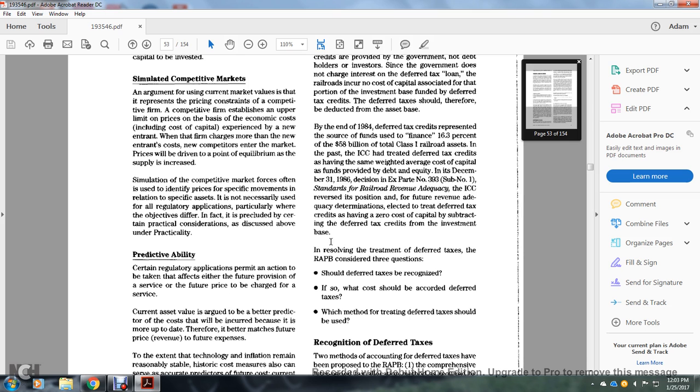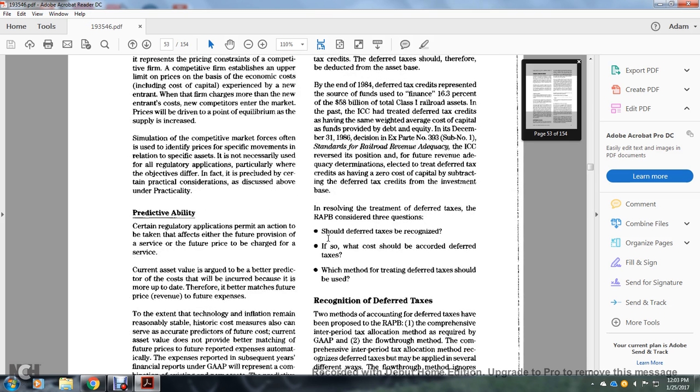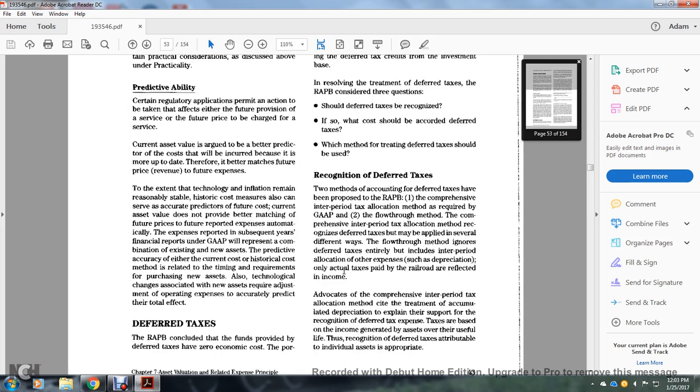In resolving the treatment of the deferred tax, the Railroad Accounting Principles Board considered three questions. Should the deferred tax be recognized? If so, what should be incurred with the deferred taxes? What methods of deferred taxes should be used? Recognition of the deferred tax.